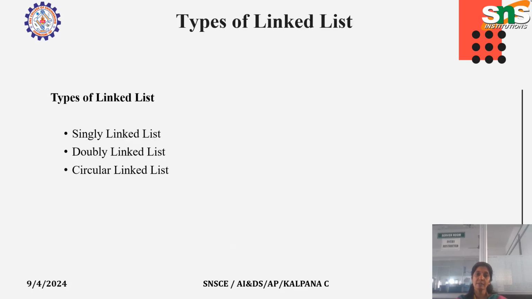Here there are three types of linked list available. One is singly linked list, we call it SLL, then doubly linked list, and then circular linked list.